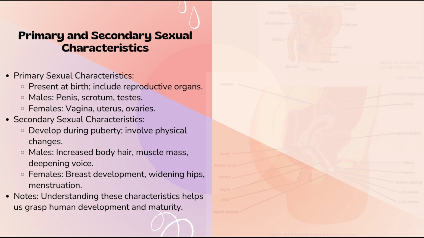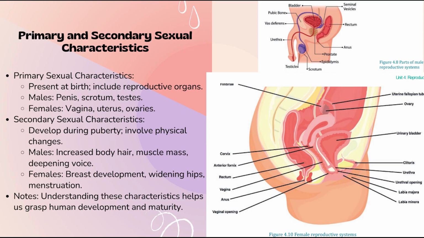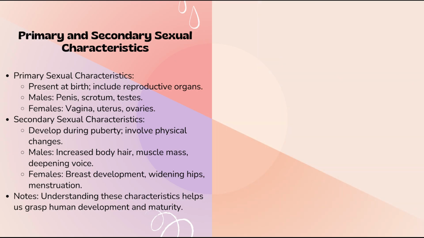Next, we have primary and secondary sexual characteristics. Let's look at the difference. Primary sexual characteristics are present from birth and include the reproductive organs. In males, we have testes, scrotum, and penis. In females, ovaries, uterus, and vagina. Next, we have secondary sexual characteristics. These appear at puberty. In males, deeper voice, facial hair, and muscle growth are the signs. Whereas in females, breast development, hip widening, and menstruation are the most common ones.